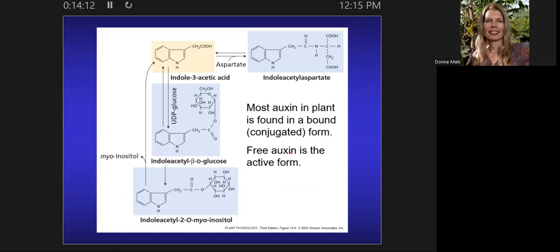Okay. So most auxin, when they analyze it, is actually found in a bound or conjugated form. And then what happens is it's easy to cleave that extra molecule off. It's very simple to just get rid of that one molecule, and then the hormone is back up and running. So it's a very nice system and a good way to conserve energy and resources.